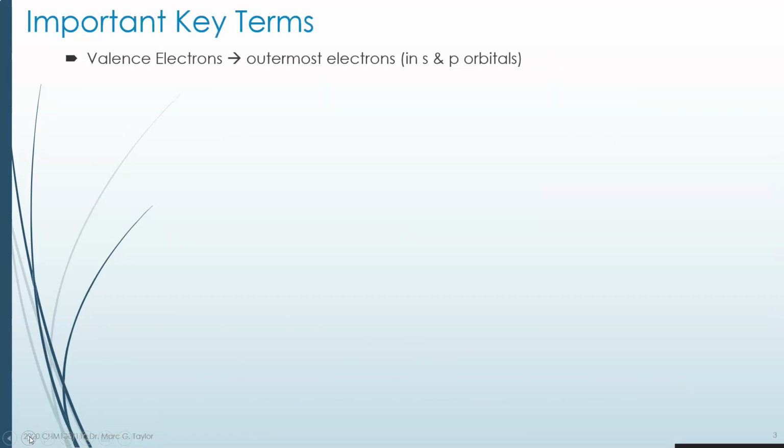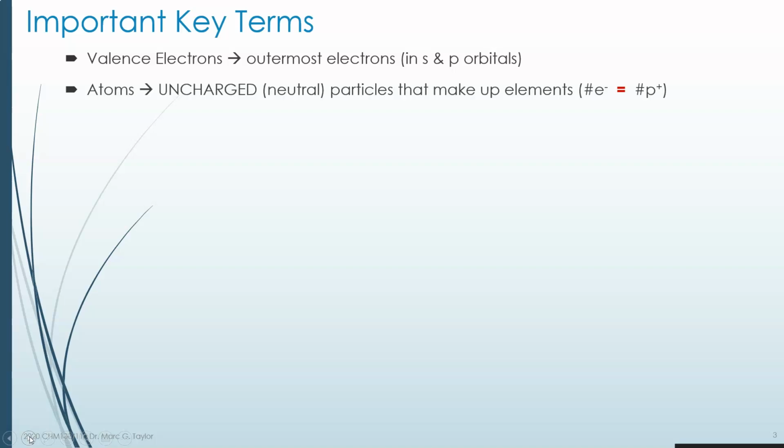So let's start with valence electrons. Valence electrons have a number of definitions. We're going to keep it simple for these two courses. We're going to say they are only the outermost electrons in the s and p orbitals only. We're going to disregard the d orbital electrons and the f orbital electrons because the rules become extremely complex.